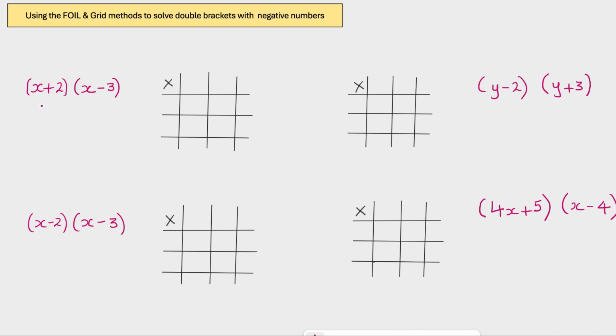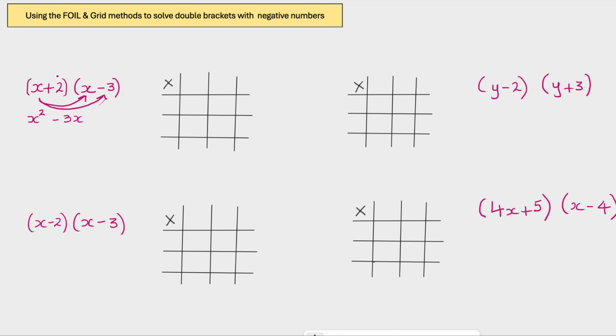So let's go with my preferred method, the FOIL method. So we know brackets mean to multiply. So go with the first letter, x times x. We know that that is x squared. Using the same x, we're going to multiply out minus 3. So x times minus 3 is minus 3x.